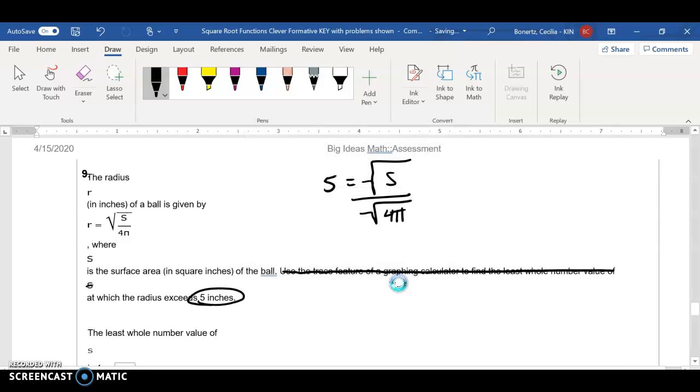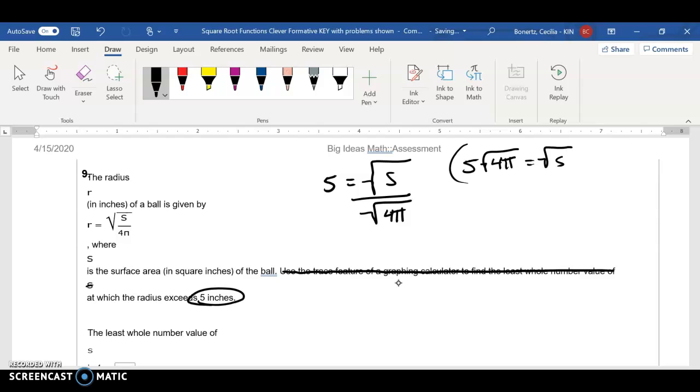Notice that I split this into 2 parts so that I've got the square root of something over the square root of something. So now I'm going to solve just like I'm solving an equation. I want to get s by itself, so I'm going to start by multiplying both sides by this denominator. So I'm going to get 5 times 4 square root of 4 pi equals the square root of s.